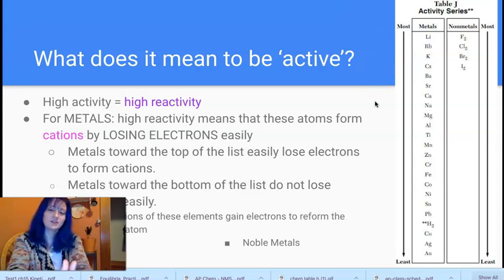Whereas if you look at the top of the list, those metals should look familiar to you. Look at those first four: lithium, rubidium, potassium, cesium. Those are your group 1 metals. You know that when we studied periodic trends, group 1 has very low ionization energies and very low electronegativities, meaning they will lose their electrons very easily. All right, so hopefully this is in agreement with everything that we've been saying thus far.